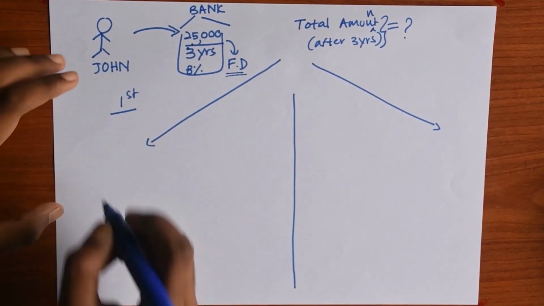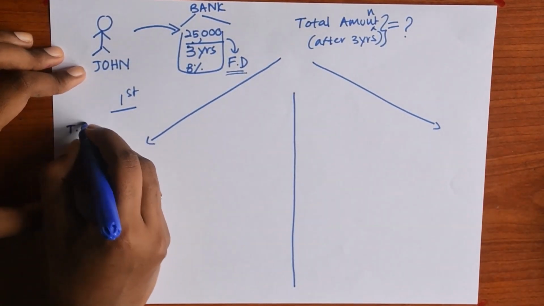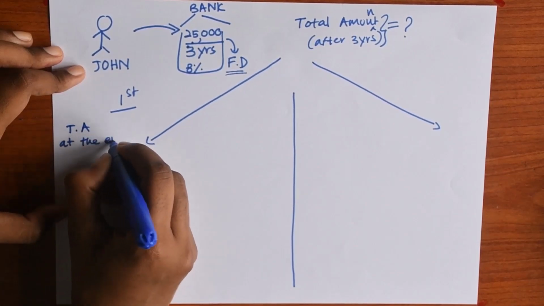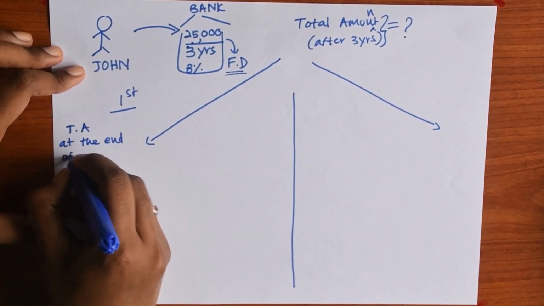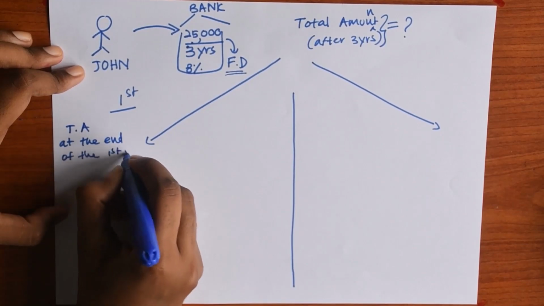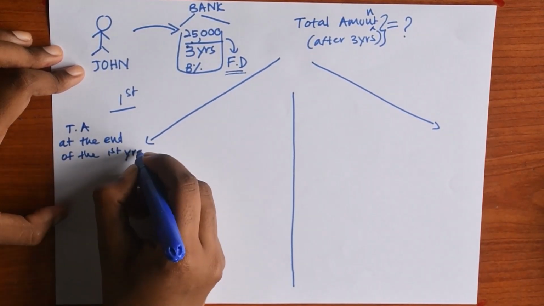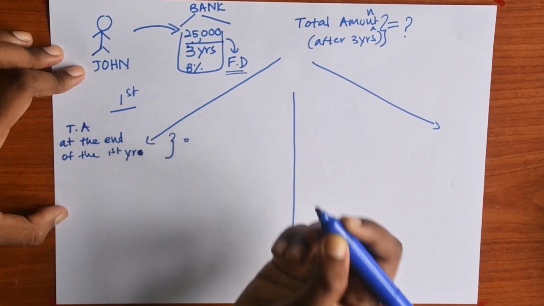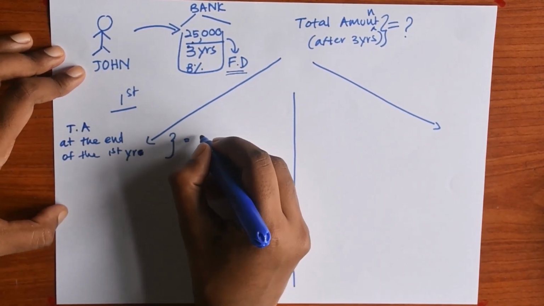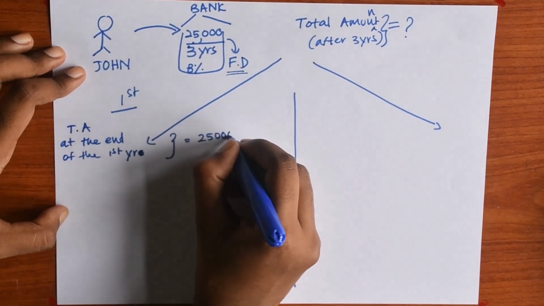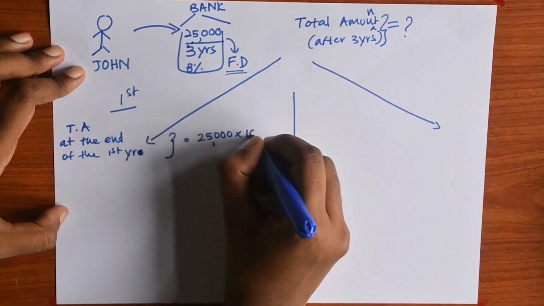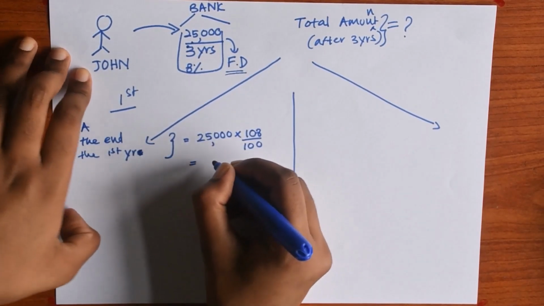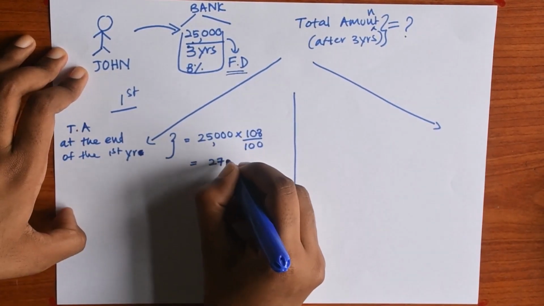So for that, first let's calculate the total amount that John will receive at the end of the first year. What is that amount? It's 25,000 rupees into 108 per 100. This is equal to 27,000.